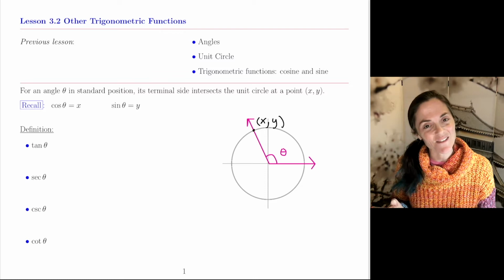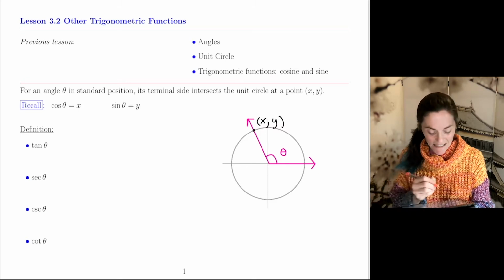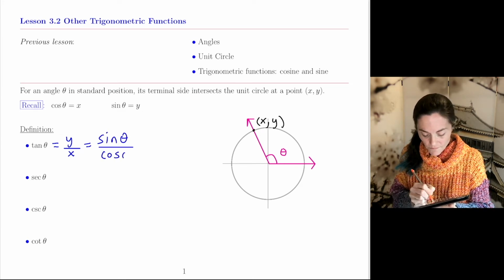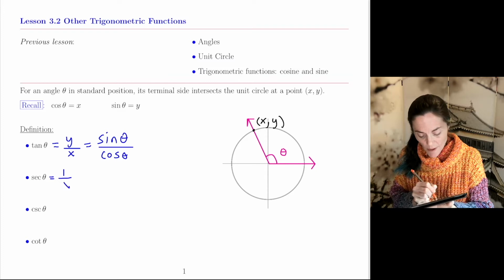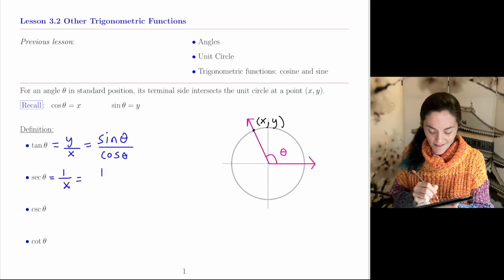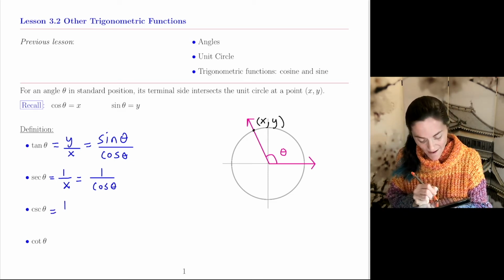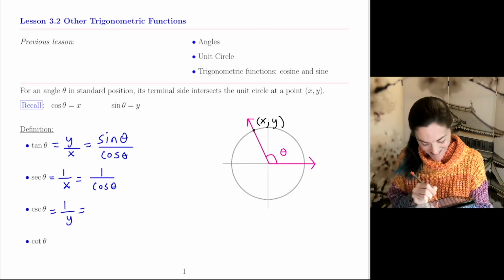Well, the cosine was the x value, and the sine, that is the y value. We can immediately define these other four trigonometric functions. The tangent is y over x, but we could also write this as sine over cosine. Secant of theta is 1 over x, but we could also write this as 1 over cosine. Cosecant theta is 1 over y. We could write this as 1 over sine.